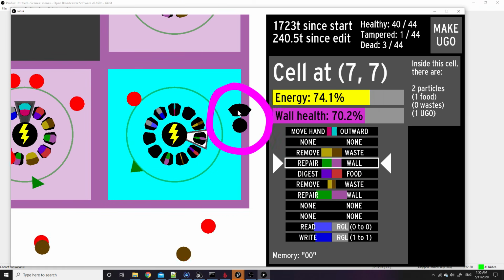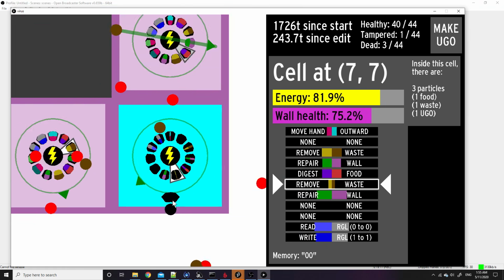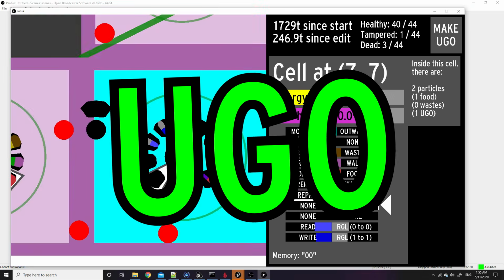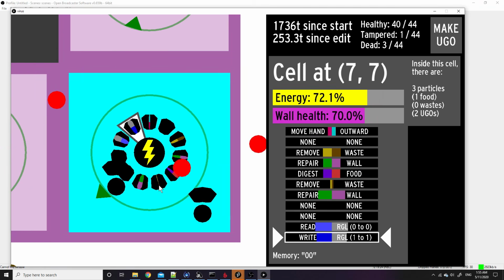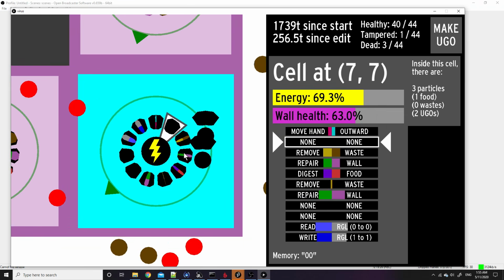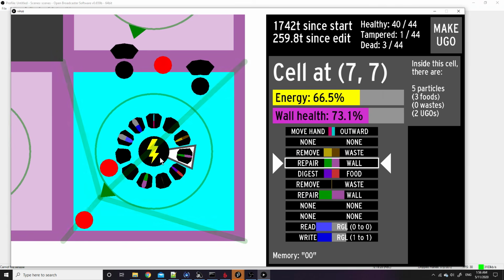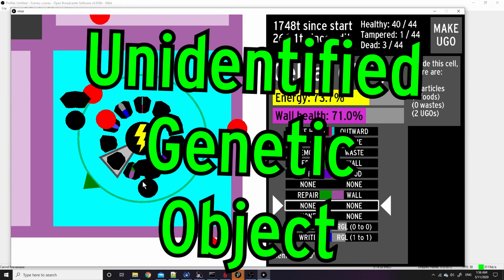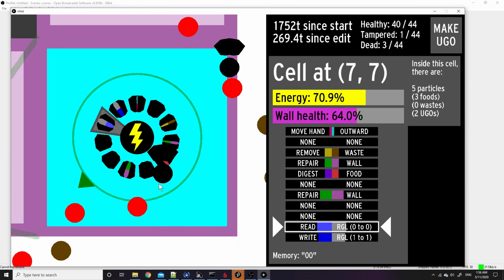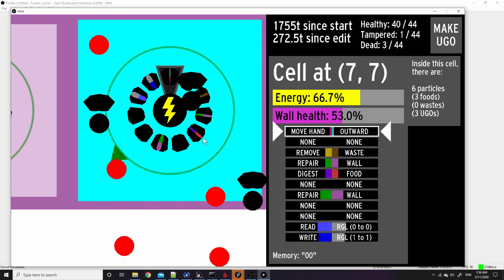What is that? Oh my god, okay. I haven't introduced this to you, but this is actually a UGO. I don't know how the cell produced that, but... oh, there's another one. Okay. Yeah, if the hand is pointing in the wrong direction, then when the cell tries to write stuff, it actually produces UGOs, unidentified genetic objects. And, okay, this is really spooky because I didn't intend for this to happen. Oh, there's 3 of them now.